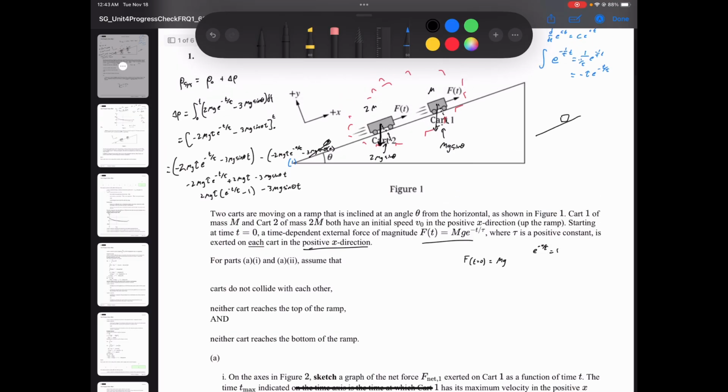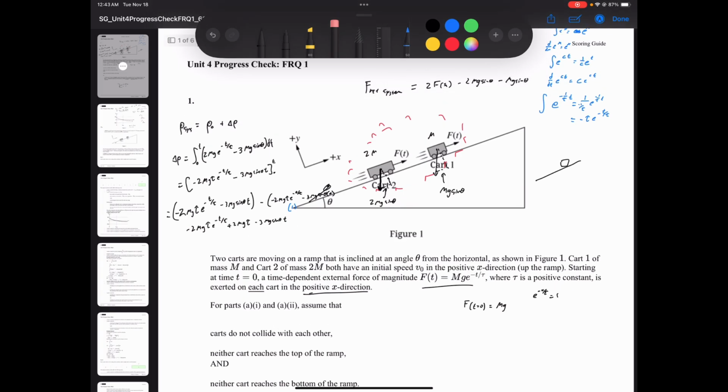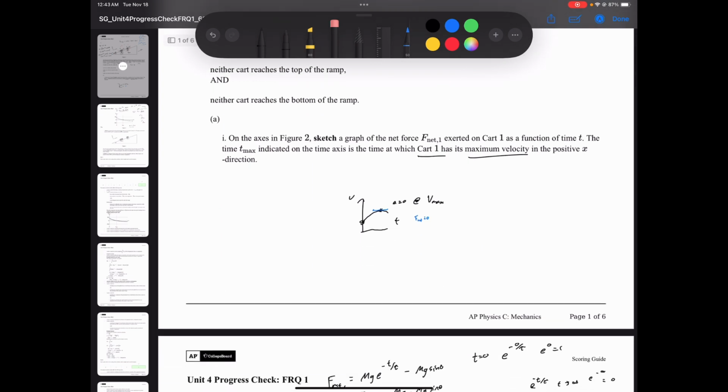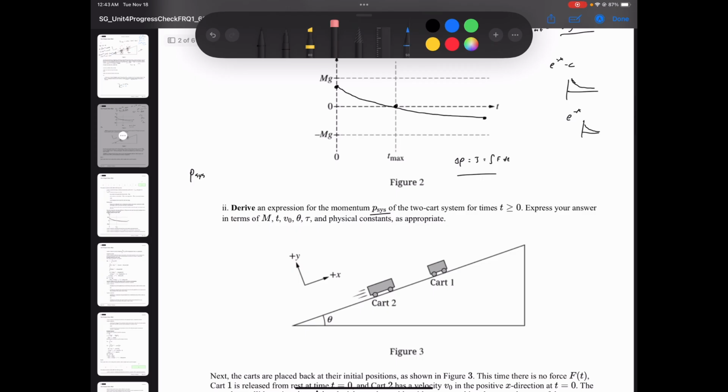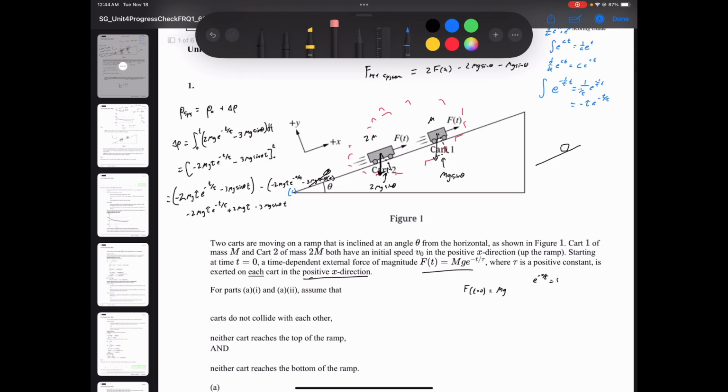And then for the second part, you have to derive an expression. So I kind of started it over here. Let me walk through it one step at a time. Here, the idea is it's asking about the momentum of the system as a function of time. So we have to derive an expression for the momentum of the system for times t greater than 0. We have to express our answer in terms of m, t, v naught, theta, and tau, and any other physical constants as appropriate. So notice that it's asking about the momentum of the whole system, not just of cart 1. The first problem was asking about cart 1. Now we're looking at the entire system.